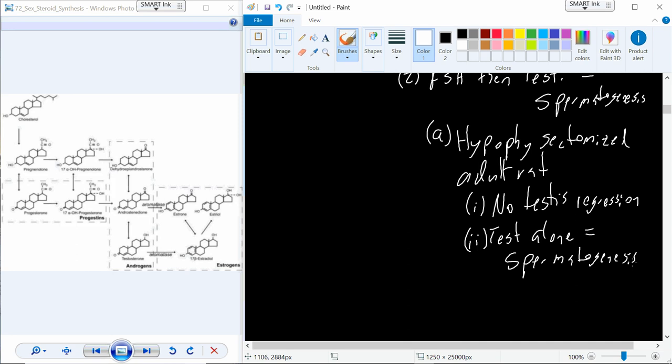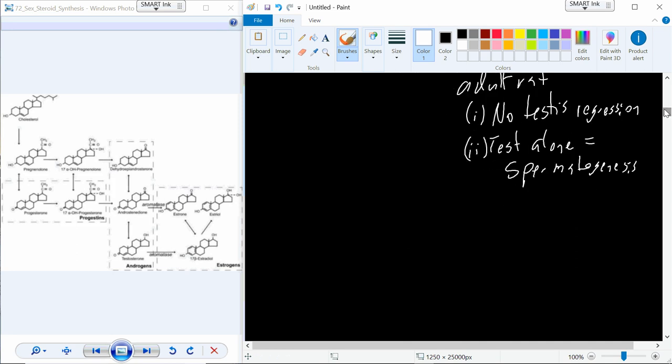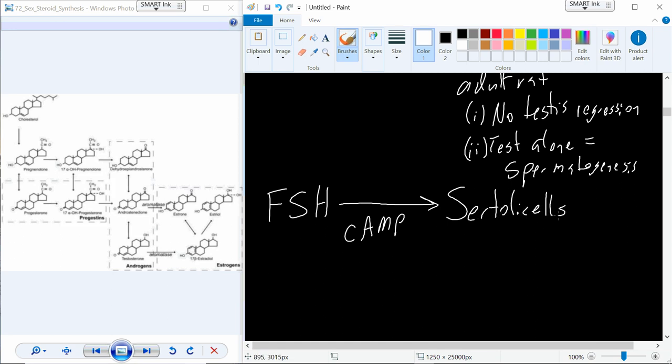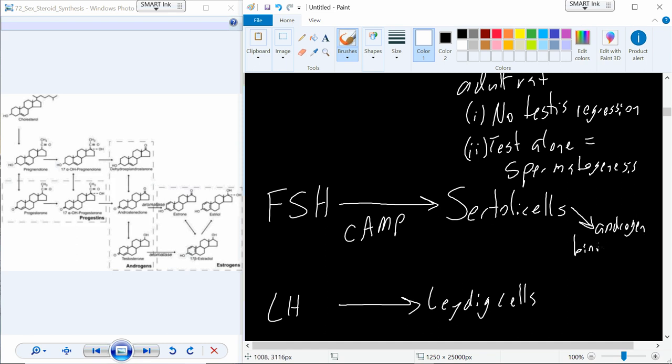As a rat matures, we require FSH first to cause Sertoli cell hyperplasia and to prime the system. Then we require testosterone to initiate and utilize the spermatogenic system. So just to give you a rundown of what's happening here: if we start out with FSH, FSH interacts through a cyclic AMP second messenger system with the Sertoli cells. LH, you'll remember, interacts with the Leydig cells. When FSH stimulates the Sertoli cells, causing hyperplasia, we also see an induction of a protein called androgen binding protein.